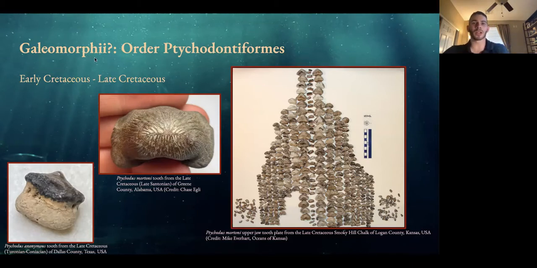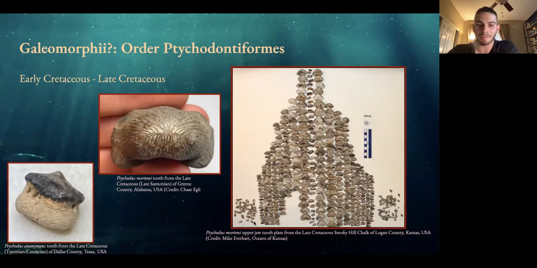One thing to note is I wouldn't be so hasty to lump these within lamniforms due to the fact that they have pseudo-osteodont type teeth, which you do have one lamniform taxon that is known to have this, which is Cetorhinus, the basking shark, but it's still not common. And I would rather be tentative rather than lumping something in with another thing that may not be justified. So I would place this within galeomorphi for now. But these are commonly known as the crusher sharks. They're from the early Cretaceous through the late Cretaceous.